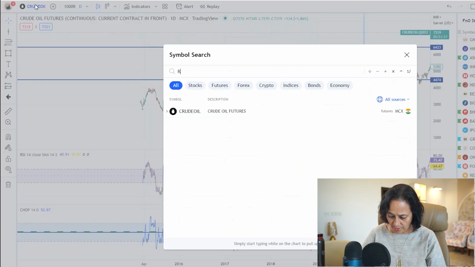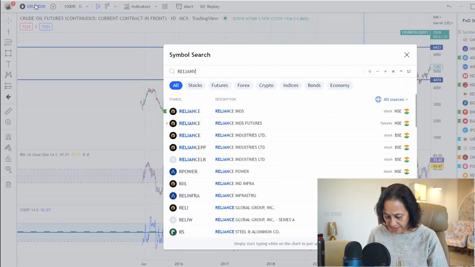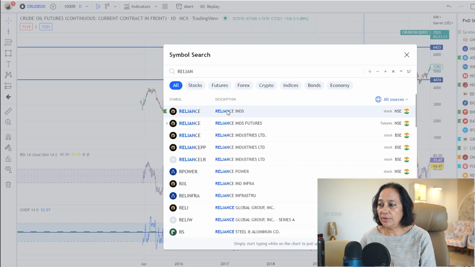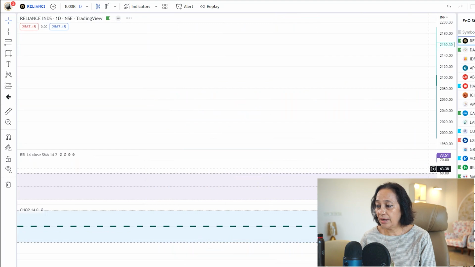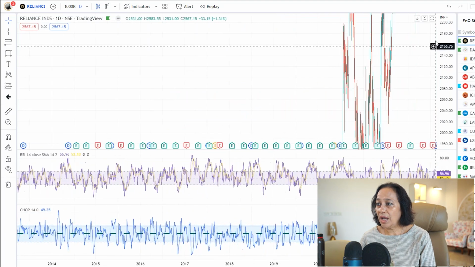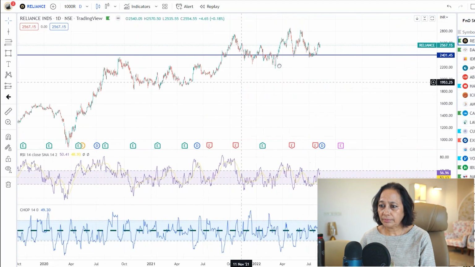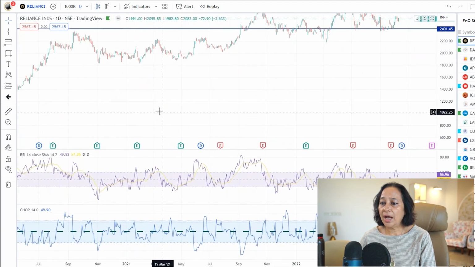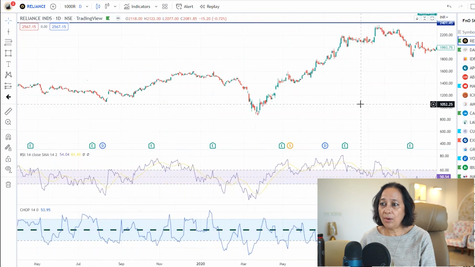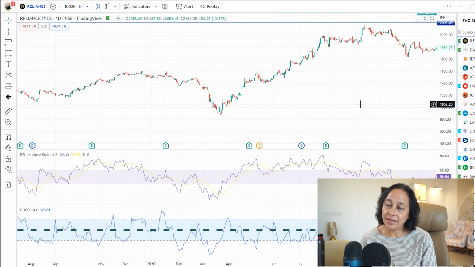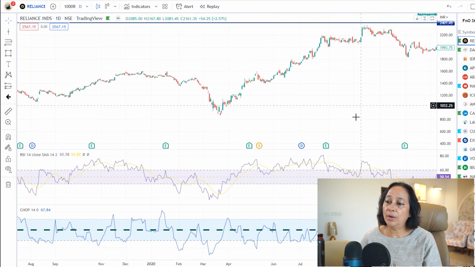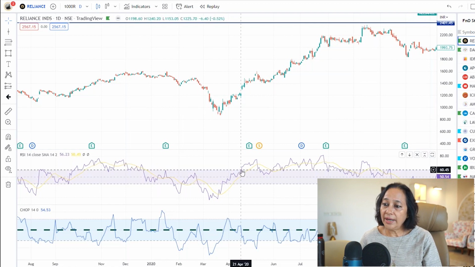I will do one more analysis of the same indicator with Reliance Industries. A lot of you are interested in Reliance Industries. So I'm going to do the same analysis with Reliance Industries. As I told you, I want choppiness to be below 50 and I want RSI to be above 60 in case the market is trending in the upward direction. So in the 1 day time frame, it happened on 21st April 2020.